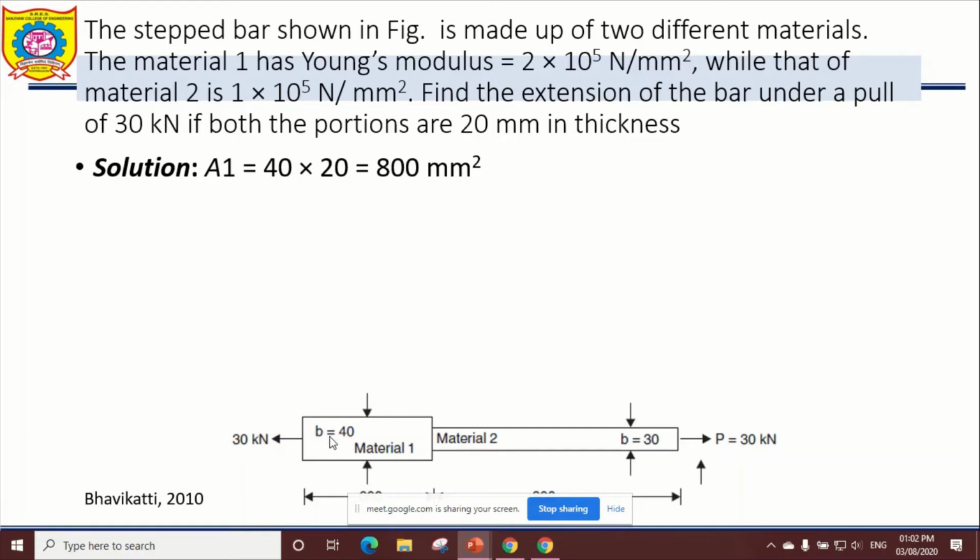So width is 40 of the first step, and width is 30 of the second step. So we apply the tensile load. The total length is given here.